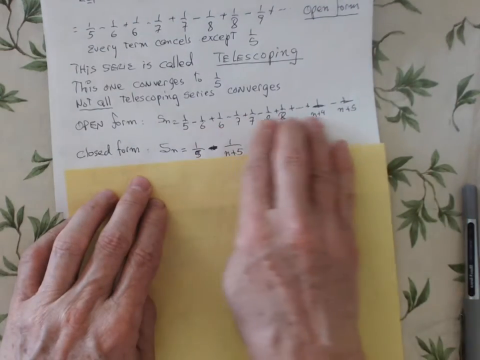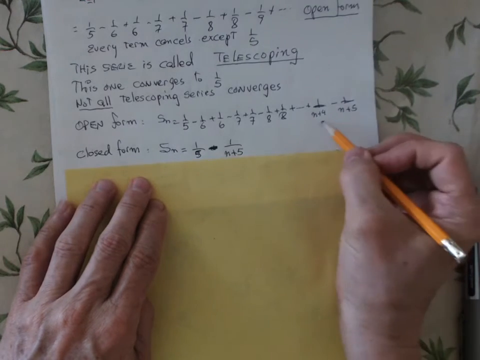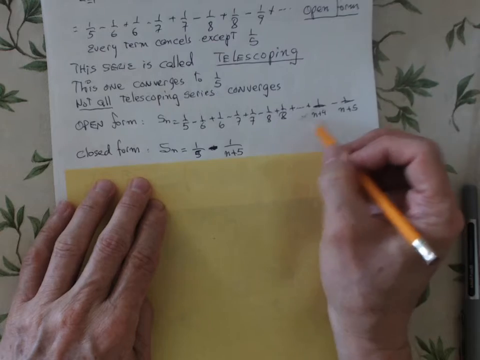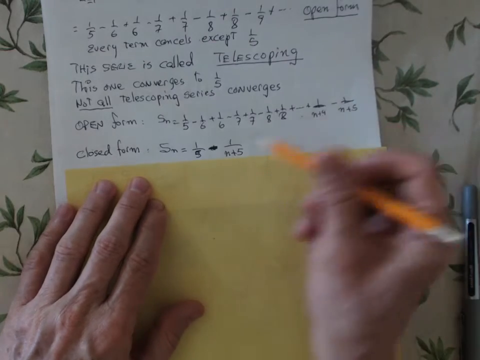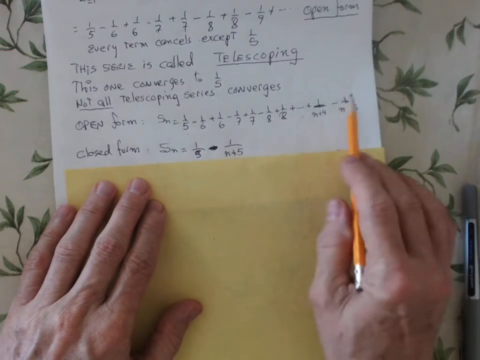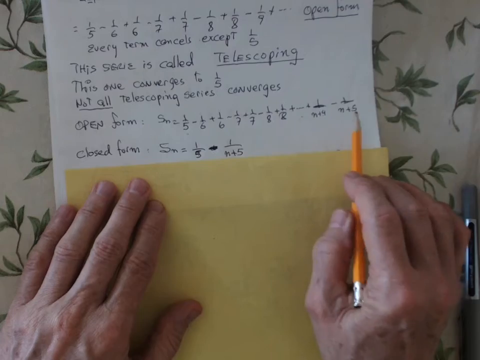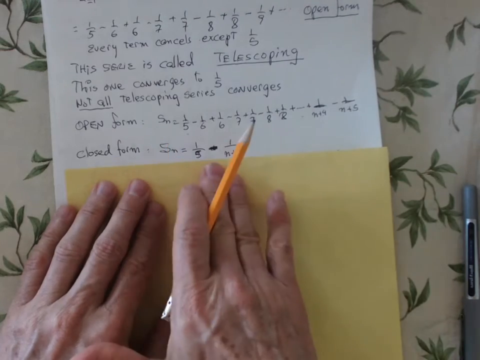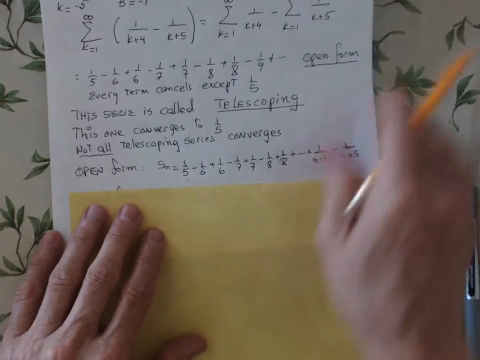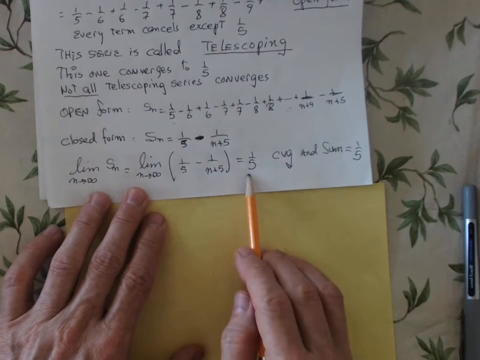In between, they all cancel. Even this one cancels out, because the previous one to this one is going to be negative. So these 2 cancel each other out. So the only ones left of the total sum are 1/5 and 1 minus 1 over n plus 5. That's the closed form of the sum. So I'm going to take the limit, and here's the limit, and it turns out to be 1/5.